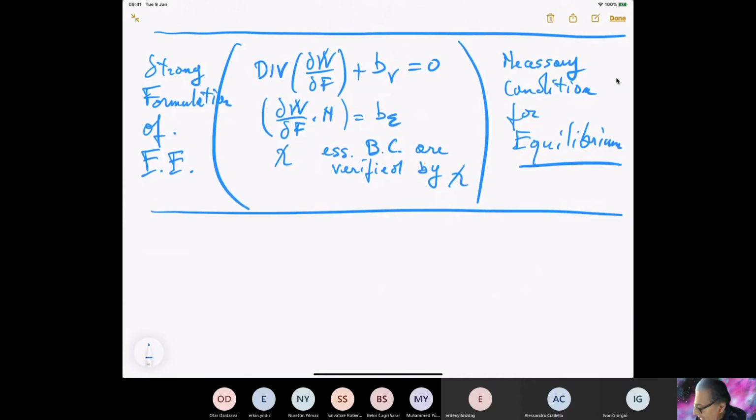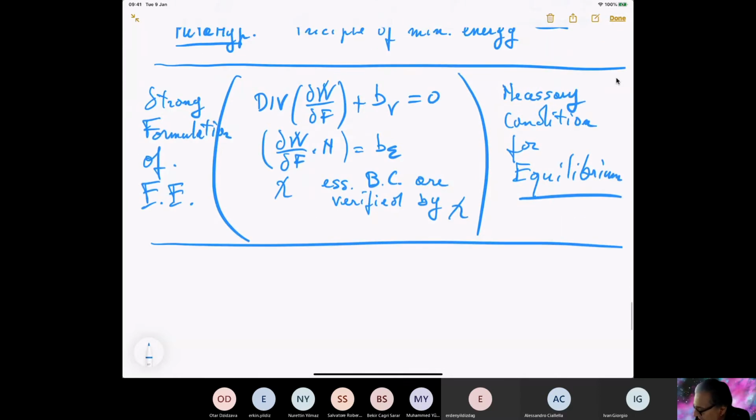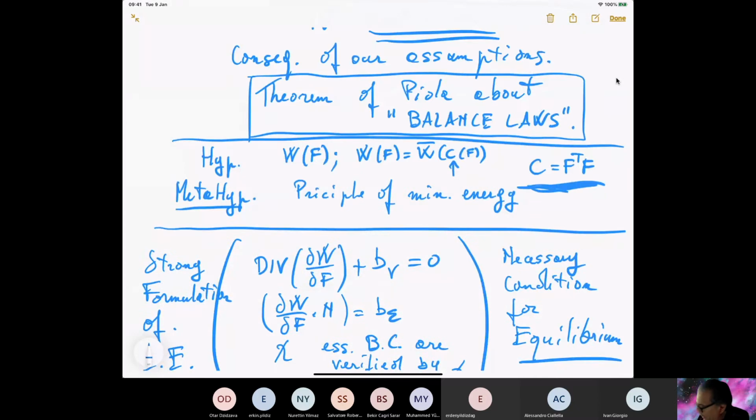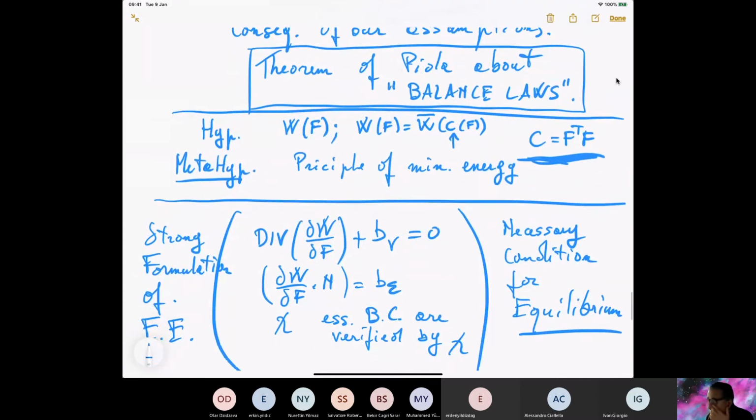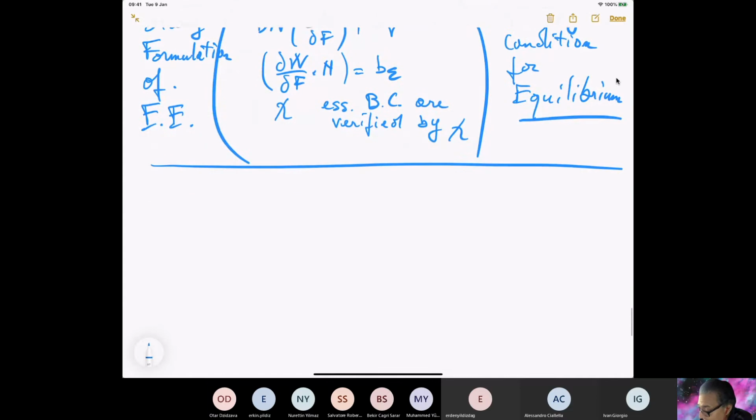Now, I will give you the statement of the theorem later. I am simply now recalling what we already deduced. Now, if you remember, we needed to introduce constraint forces.